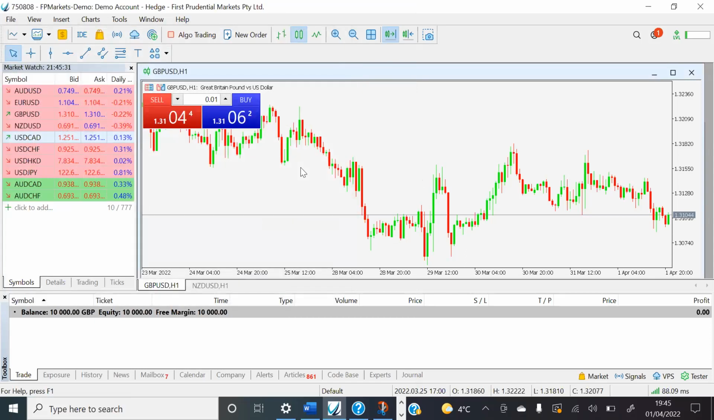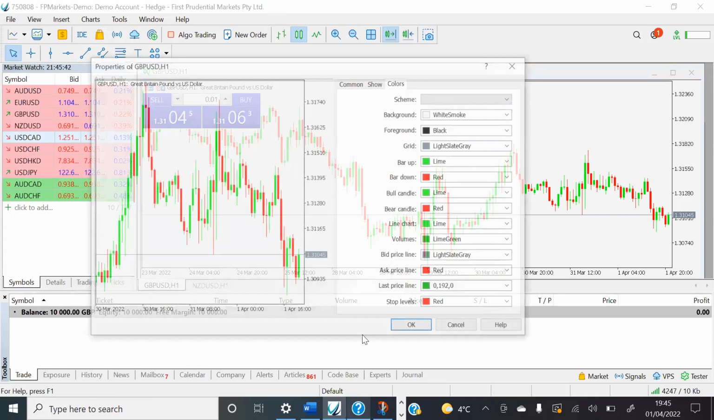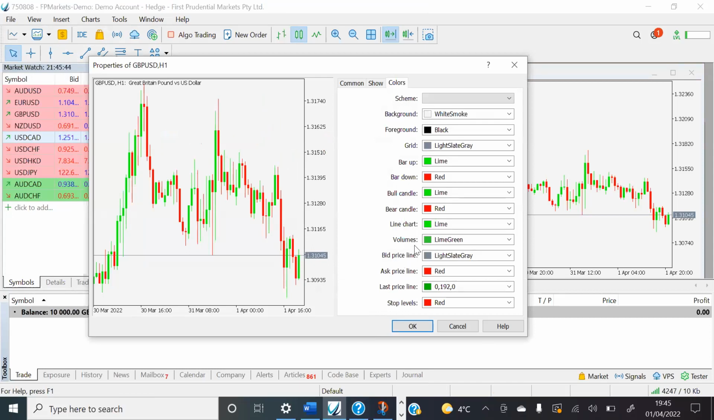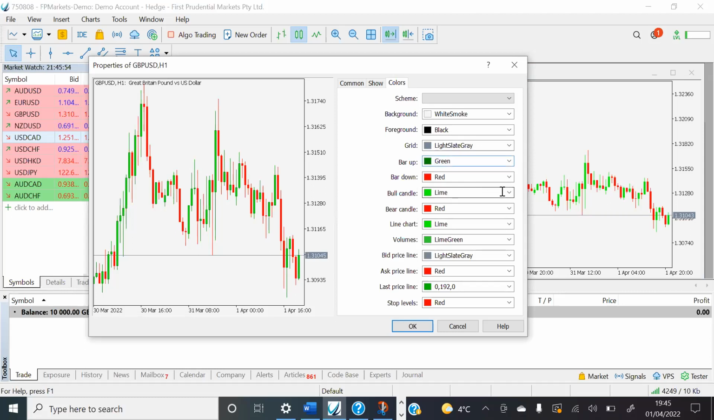So you've saved this template now, so it doesn't matter what comes out, but let's adjust the properties on the color because I don't really like that green. So right click on the chart and then go to properties. And then we're gonna change the bar up from lime to normal green. And then we're gonna change the bull candle to just green.